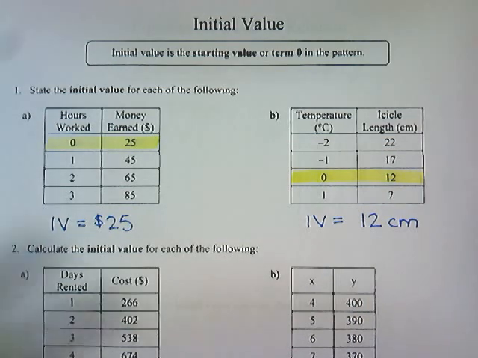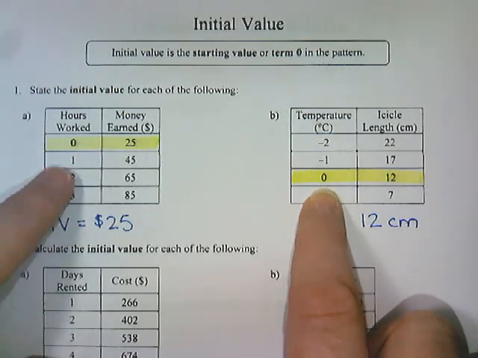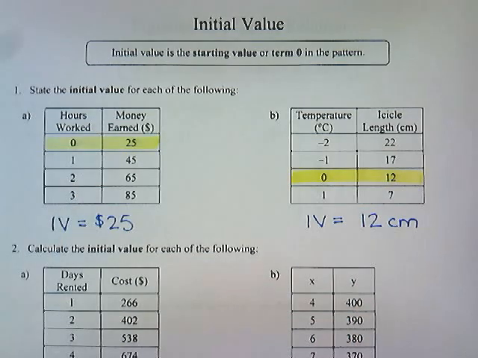Okay, so when it's in a table, you want to look for the 0 on the left-hand side, and then the initial value would be the one on the right-hand side.